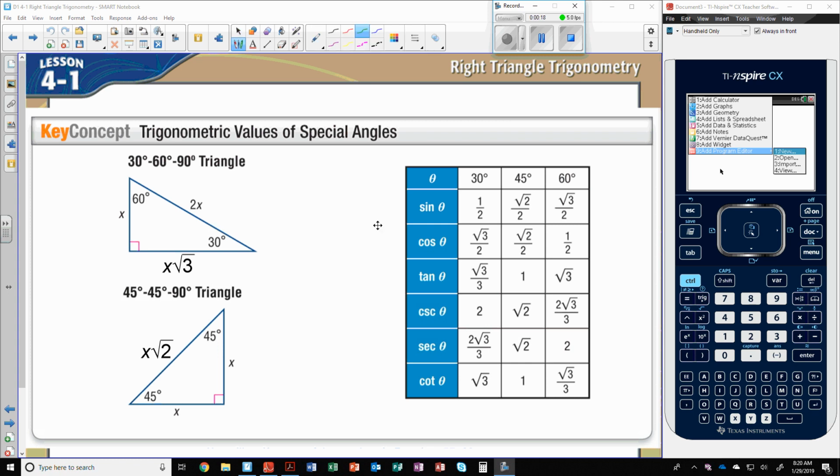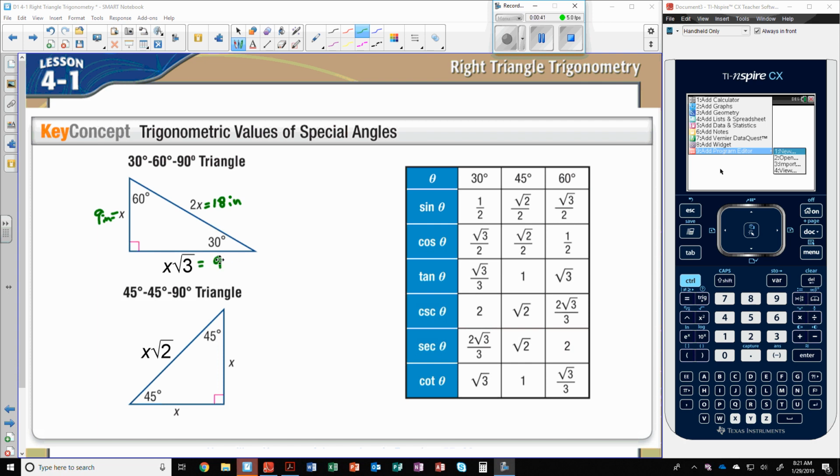On a 30-60-90, let's say the shortest leg had a length of 9 inches. What would always be true in a 30-60-90 triangle is the hypotenuse would be double that. It would be 2 times the value, so this would equal 18 inches. And this side would be, since 9 is x, 9 times the square root of 3 inches.